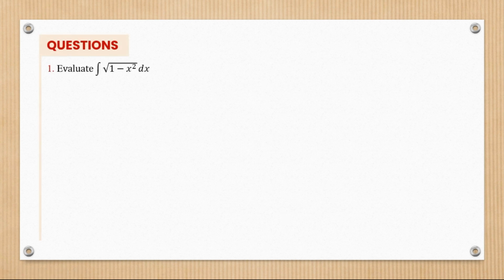So example number 1, we're being told to evaluate the integral of the square root of 1 minus x squared dx. So what do we do in this case? We're going to use sine substitution, because we can see that we have the constant right here subtracting the square of the variable. So this is going to work with sine substitution.